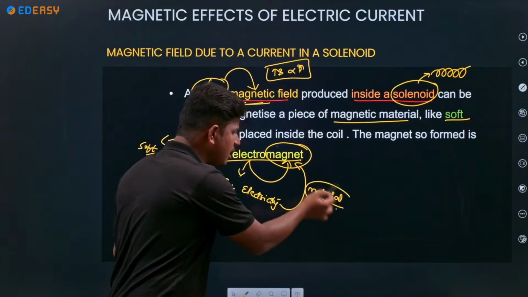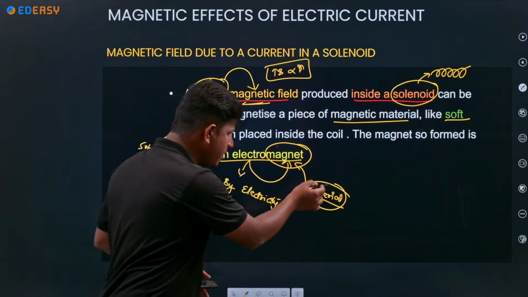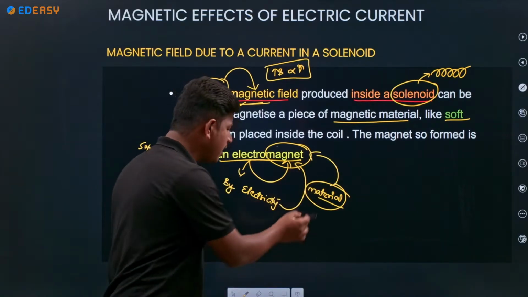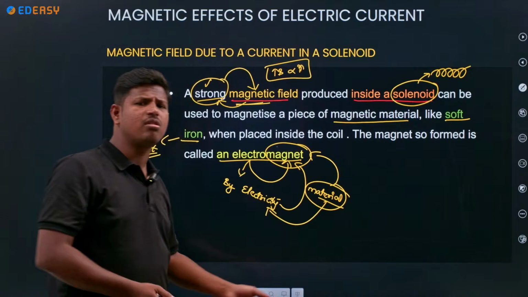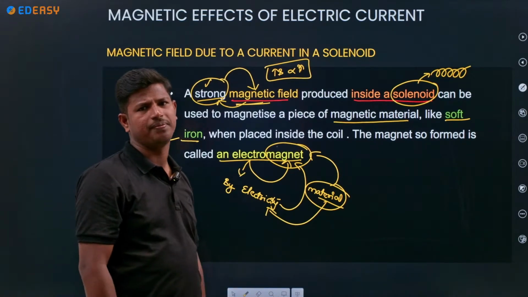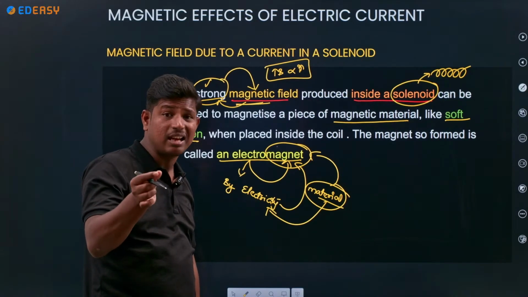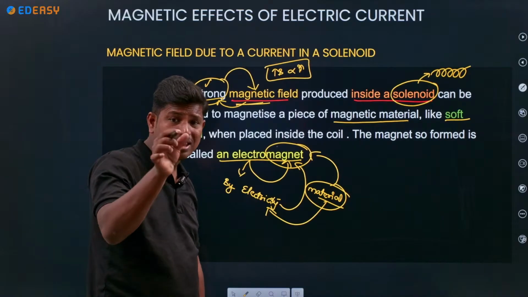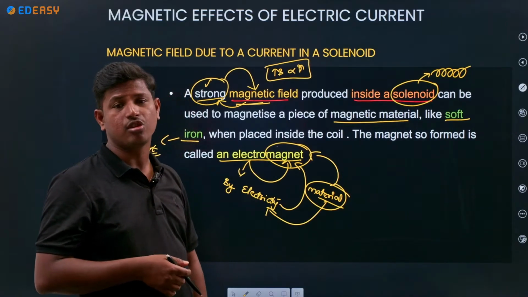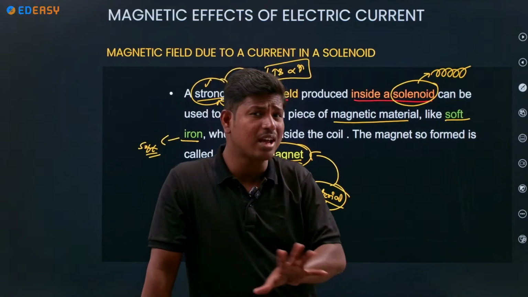Initially, soft iron is just a material, right? This material behaves like a magnet when electricity is present. If there is no electricity, no magnetism, then no electromagnet. An electromagnet is nothing but a magnetic material behaving like a magnet when electricity is present. It's called an electromagnet.